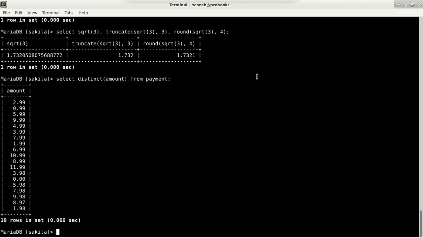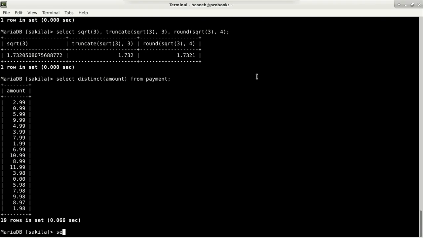Okay, so by using this query, by calling the distinct function, I have found all the distinct amount values in the payment table. Although the payment table has a large number of records, the distinct values in the amount column are these 19 values. So just for practice, and just as an example, let's write a case operator on these values.